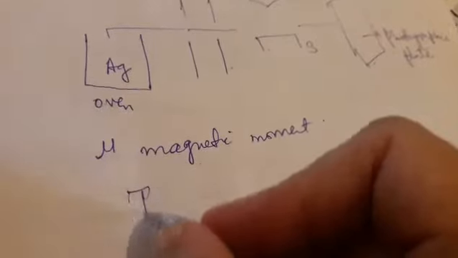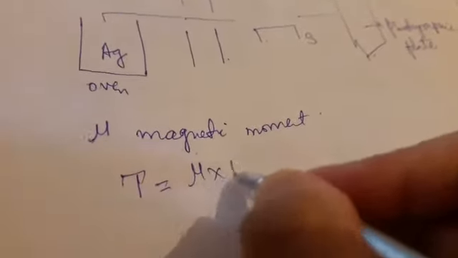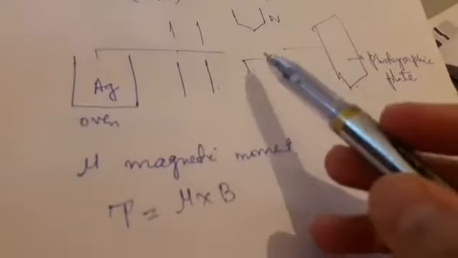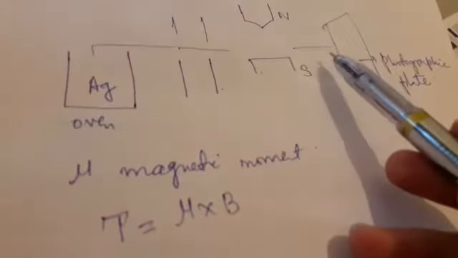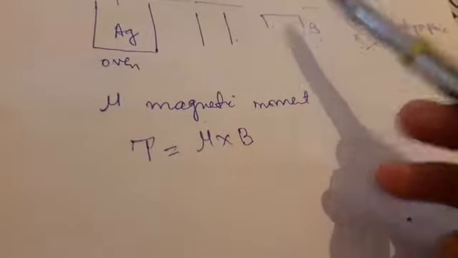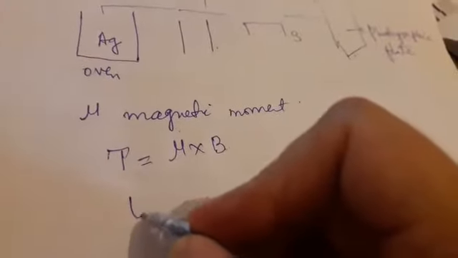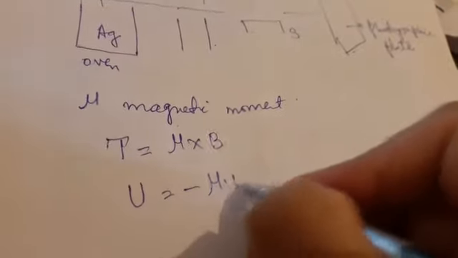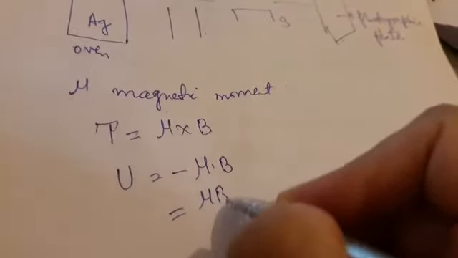Now, if mu is the magnetic moment associated with each silver atom, then on passing through a magnetic field B, the torque experienced by the silver atoms would be mu cross B, right? And due to this torque, they will align themselves in a particular direction with respect to this non-uniform magnetic field, and as a result of that, they will gain certain potential energy, and that potential energy U will be given by minus mu dot B or minus mu B cos theta.